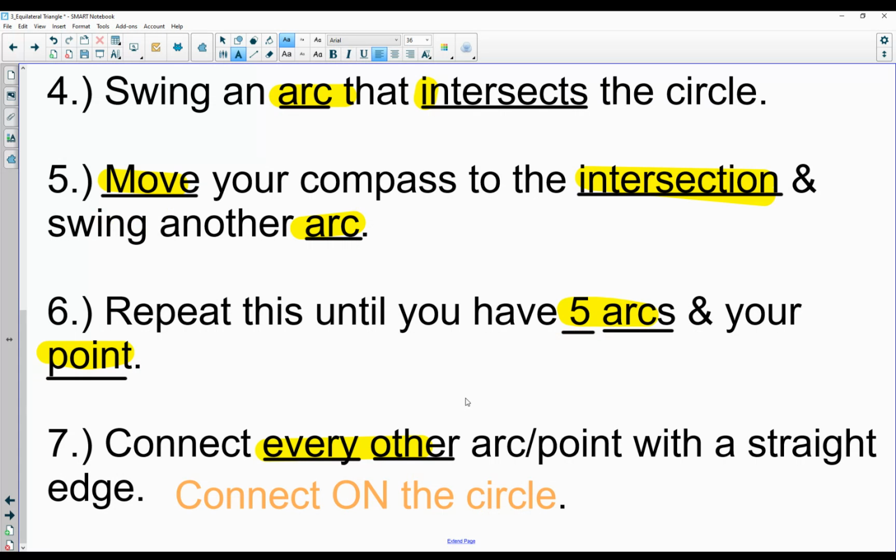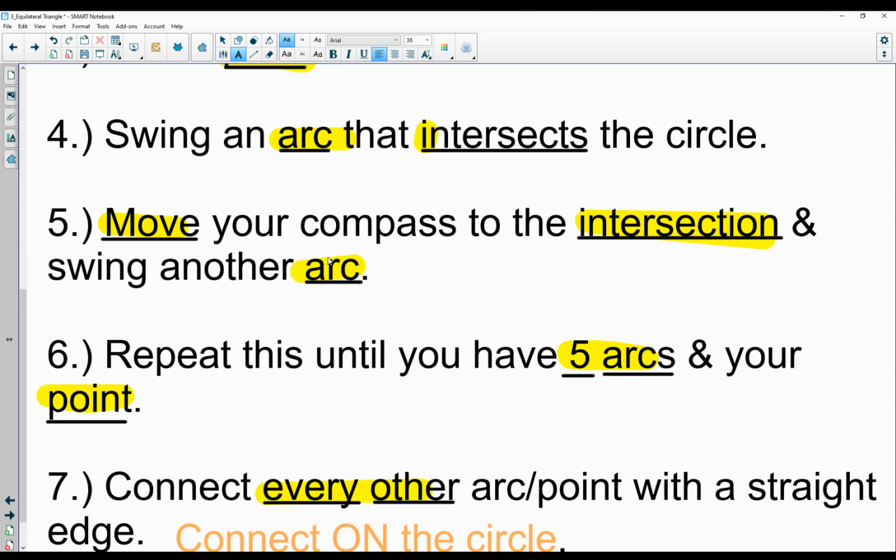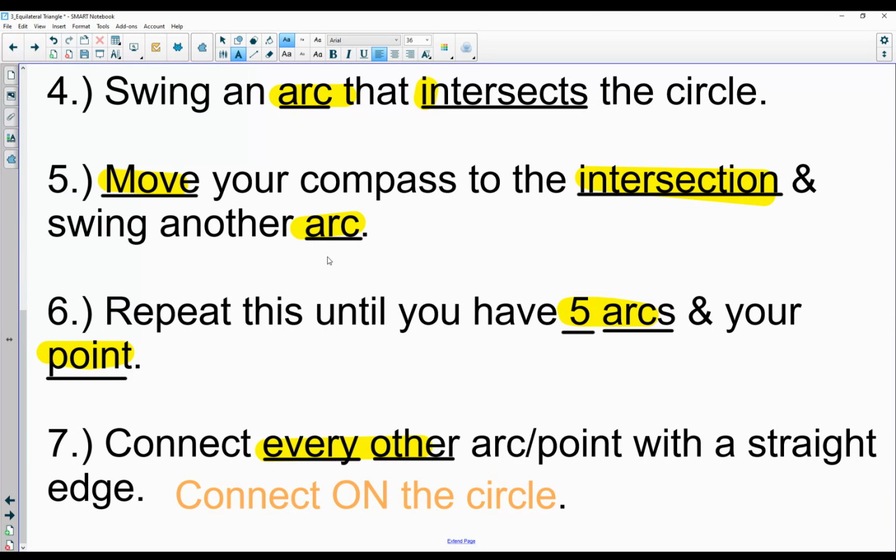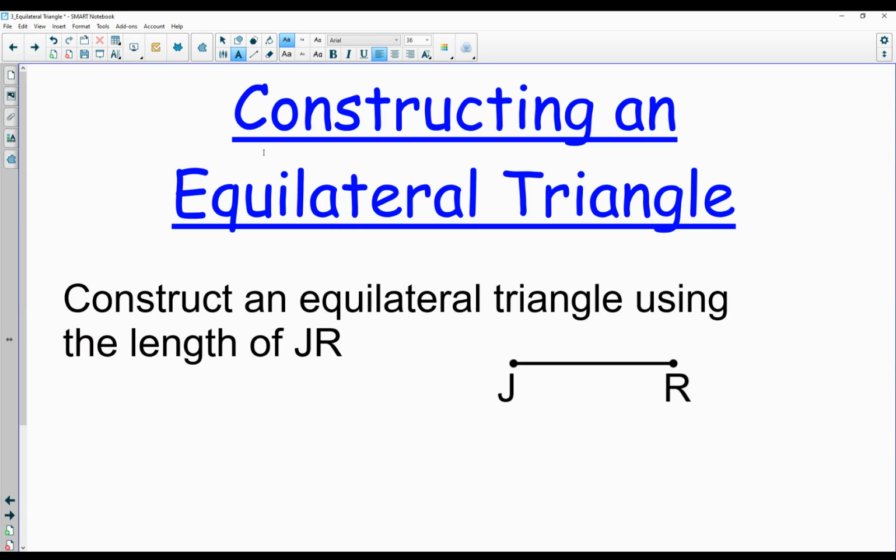Okay, so if you want to practice, I would say kind of pause this, go through the steps again, maybe practice yourself constructing another equilateral triangle that's inscribed in a circle. But in terms of our lesson, we're going to move forward.